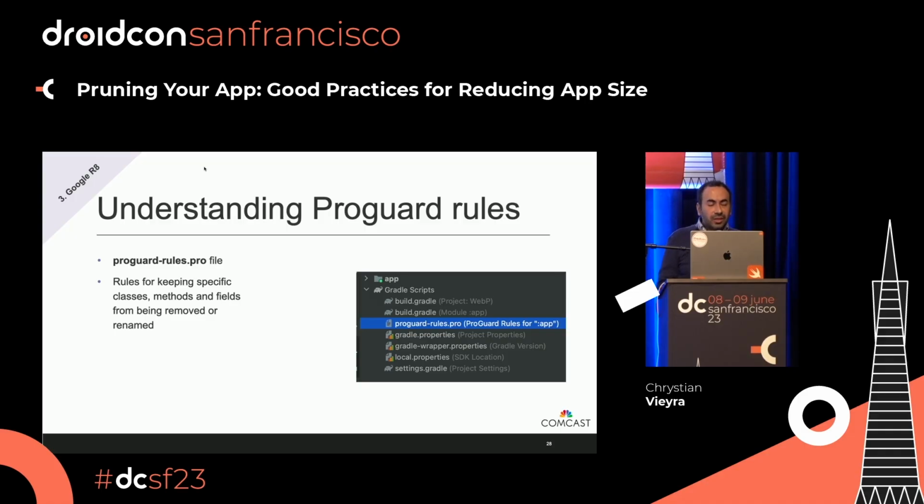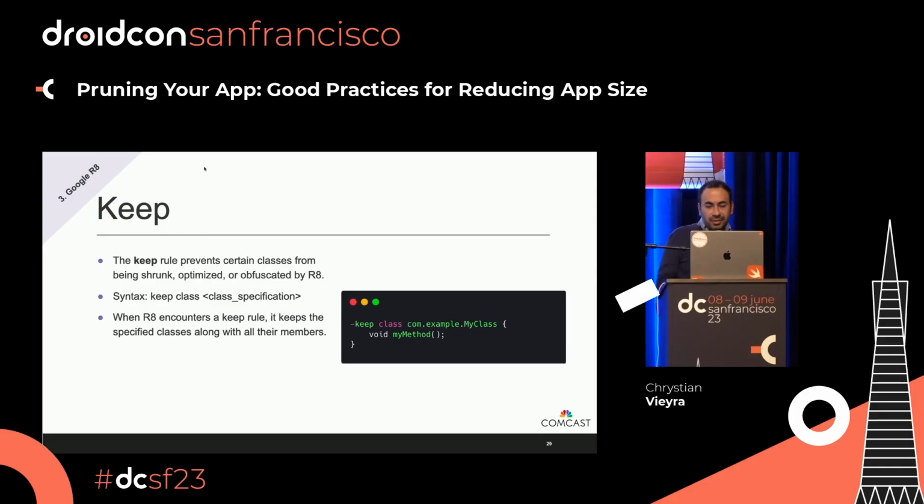For that, you need to understand how to use the ProGuard rules. You may be familiar with them. Anytime you create an Android project, the ProGuard rules file is created there, for instance proguard-rules.pro. You can use it to set rules of what not to obfuscate, shrink, and remove. And here's an example of how you can use some of the rules.